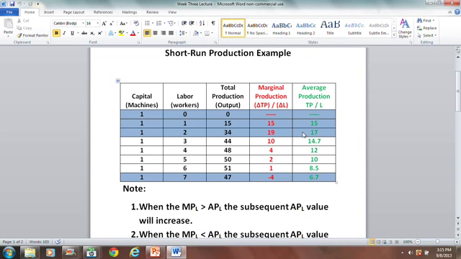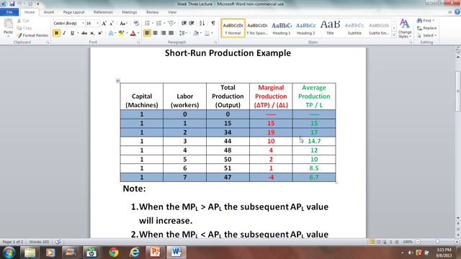Now, the next entry for average product is 17, and that is calculated by taking the total production of 34 units and dividing it by the total group of workers, which is 2 workers. So you got 34 units produced, you have 2 workers, so each worker in that group produces 17 units on average. That's why it's called average production.